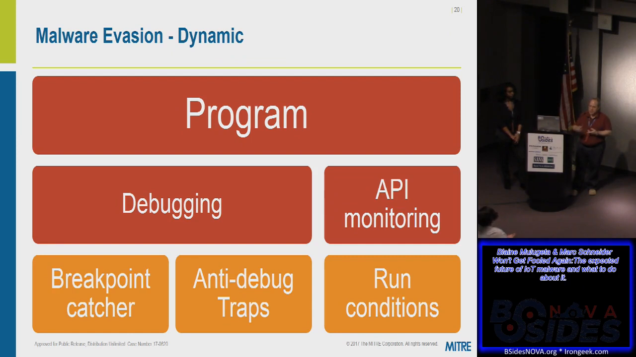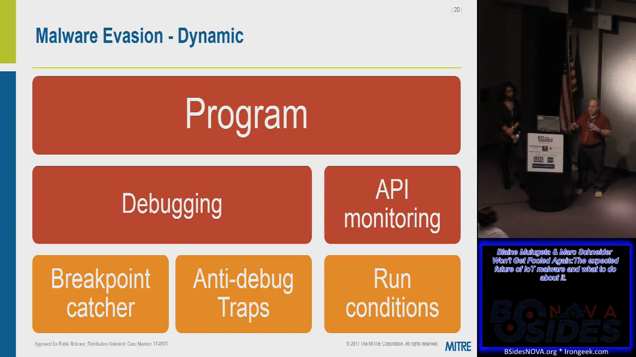Program-oriented evasion. Again, there's various different anti-debug traps. This timing loop is an example. You can also set up breakpoint catchers, so that if there are breakpoints set by a debugger, they won't be caught and it'll run past the code so that you can't do dynamic analysis.